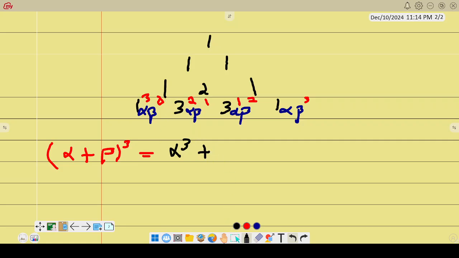plus this is alpha, beta is 0, so plus we've come here, we're going to have 3 alpha. Alpha is having a square, B is having a power 1, plus again we have another 3, but alpha is having a power what?